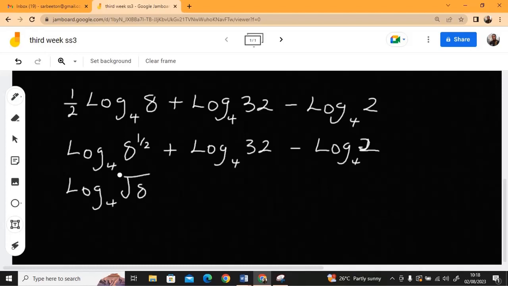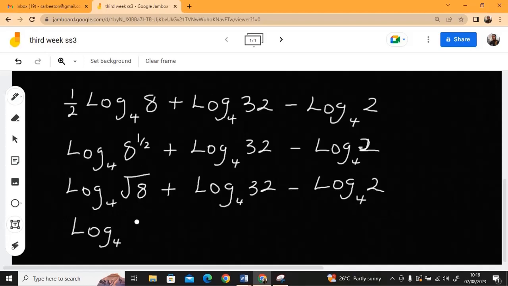If you know what you are doing, you can find the answer for each of them, then subtract for the final answer. But I'm just doing it the best way that you can understand. Plus log base 4 of 32, minus log base 4 of 2. Applying the laws of logarithm, you multiply this one and this one together, and divide by this. They are all log base 4, so I'll pick log base 4 out. That will now be root 8 times 32, all over 2. Is that not clear?